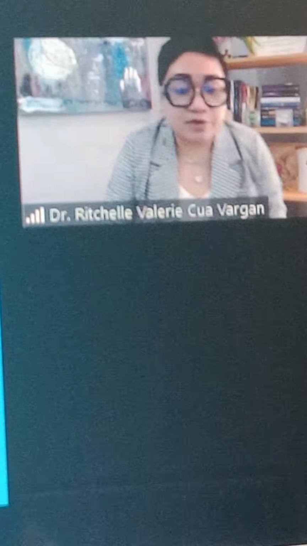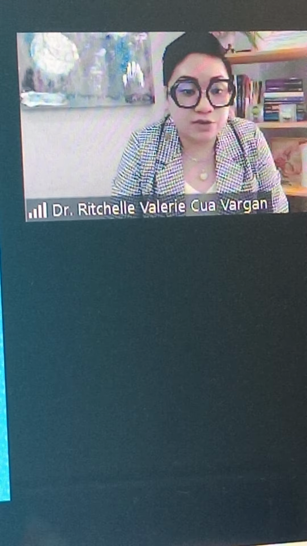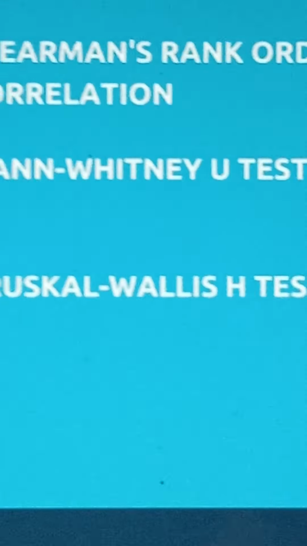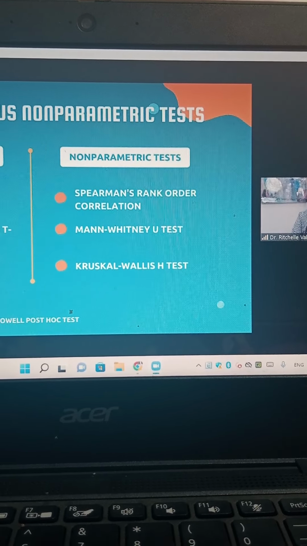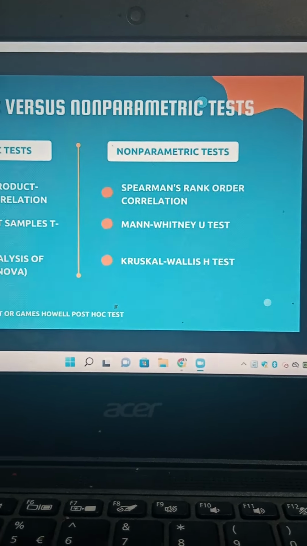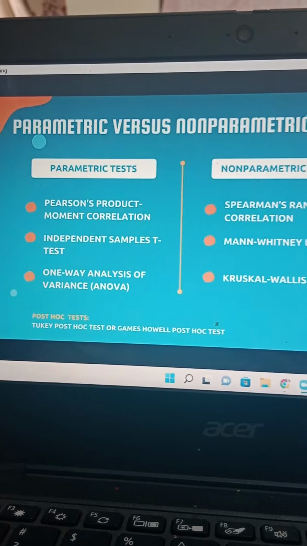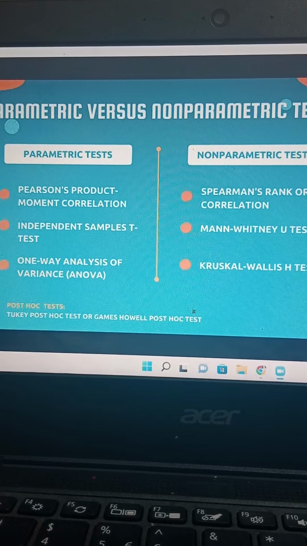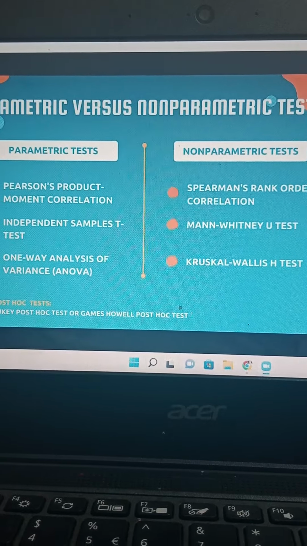There are quite a number of parametric tests used in statistics, but today we are going to focus on the three tests you see on screen. These are the Pearson's product moment correlation, the independent samples t-test, and the one-way analysis of variance, or ANOVA. For ANOVA, when the results are significant, we conduct a follow-up test to know more about the results. We call these post-hoc tests. I'm going to explain the Tukey post-hoc test and the Games-Howell post-hoc test later, when we reach the discussion about ANOVA.